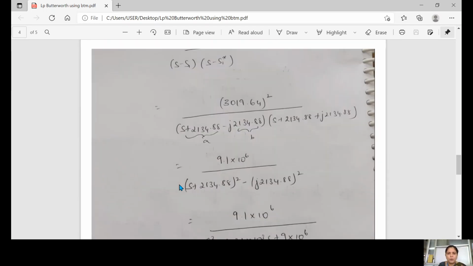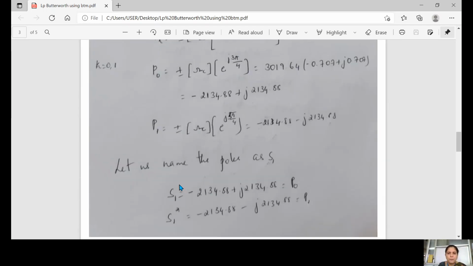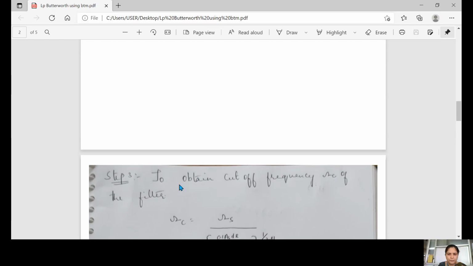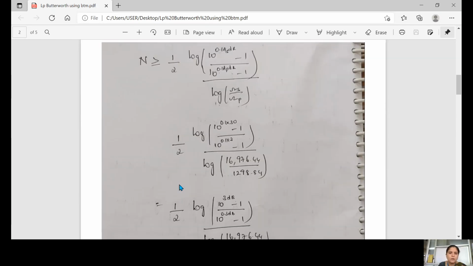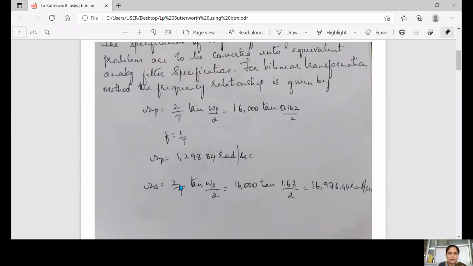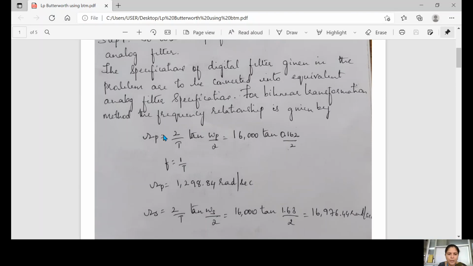The same problem you all can do using the impulse invariant method also. What will be the changes? Here the change will be in omega p. We have a formula: omega p will be equal to Wp by T, omega s is equal to Ws by T. So that formula will change for the impulse invariant method.